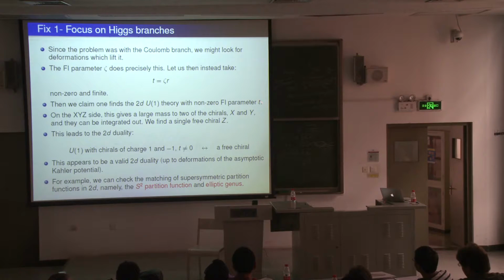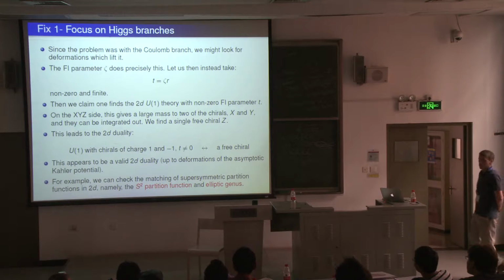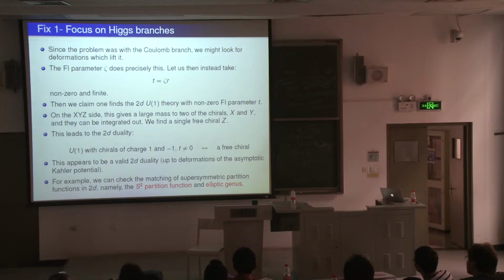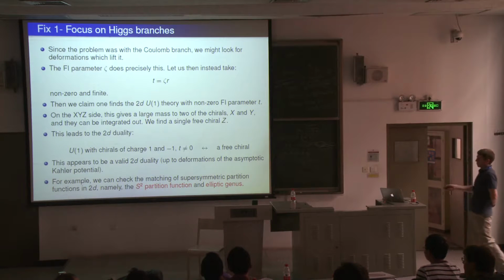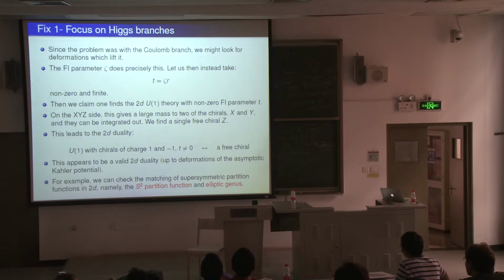So I claim that what you find then is the 2D SQED theory, but with a non-zero FI parameter T. Meanwhile, if you do this deformation on the XYZ side, zeta becomes a mass for 2 of the chirals, and they can be integrated out, and we find a single chiral Z, which is just free. And so this leads us to conjecture the following 2D duality. SQED with non-zero FI parameter is equivalent to a free chiral multiplet.